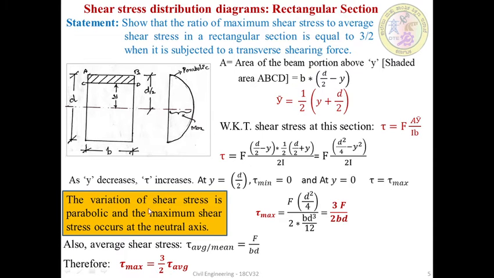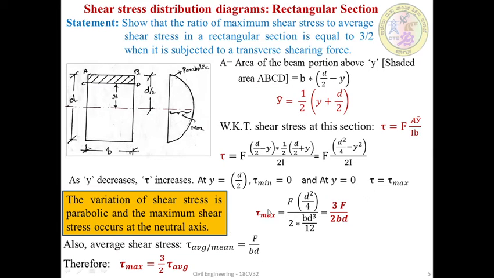So the variation of shear stress is parabolic, and the maximum shear stress occurs at the neutral axis. Since the variable is y and the power of the variable is 2, it is a parabolic curve. It is not a linear straight line. In the previous part, for bending stress, the power of y is only 1, therefore it is linearly varying. Here the power of y is 2, therefore it is a parabolic variation or curve.